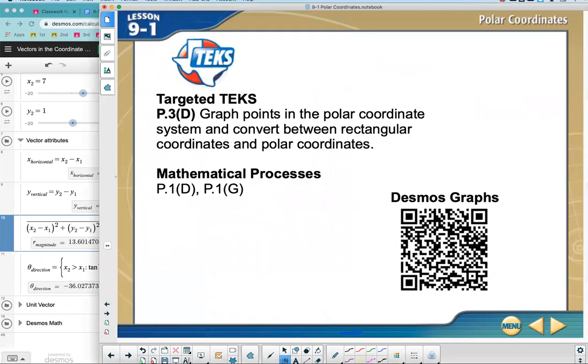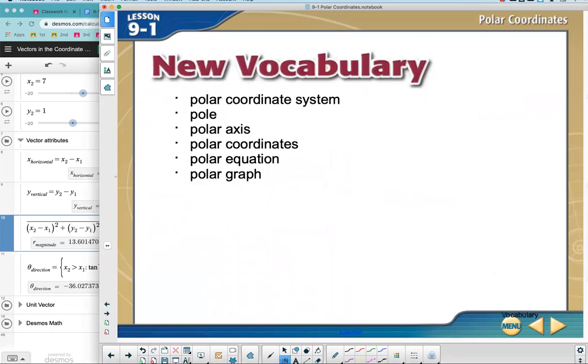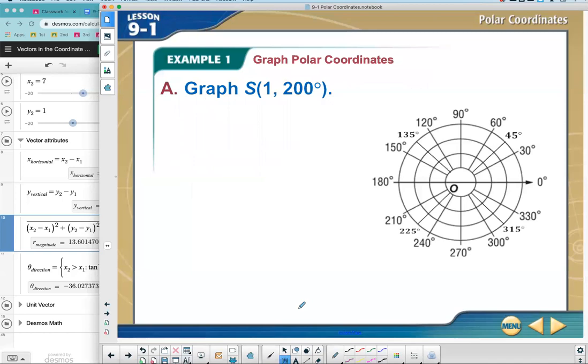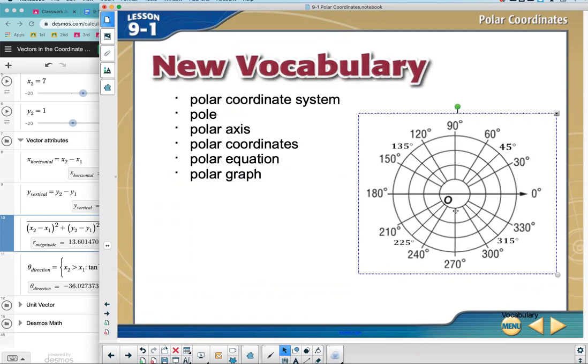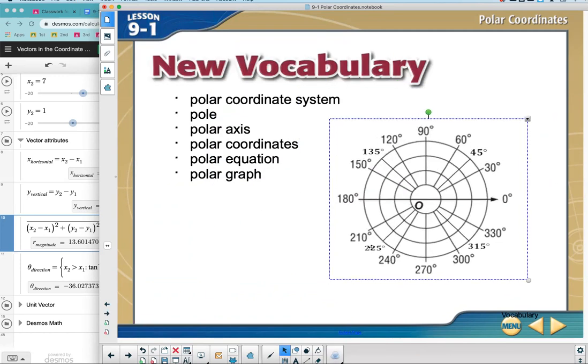Let's take a look at chapter 9 now. Chapter 9 is when I'm supposed to, I say supposed to because I've been doing it differently, introduce polar. So you have some new vocabulary. A polar graph is going to appear differently. It's not going to appear like an X and Y axis, but as a graph kind of like this piece. You're not going to have a normal X and Y axis. That's how a polar graph is going to work.